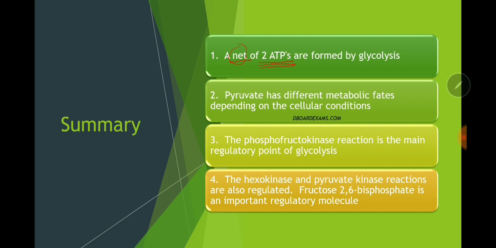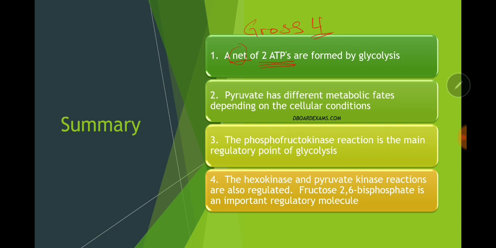All right. If they ask what's the gross number of ATPs produced, it's going to be 4. Okay, but the net number of ATPs produced in glycolysis is 2. And then also we're going to discuss how pyruvate has a different metabolic fate depending on the presence or absence of oxygen. Okay, so the cellular condition of the cell.